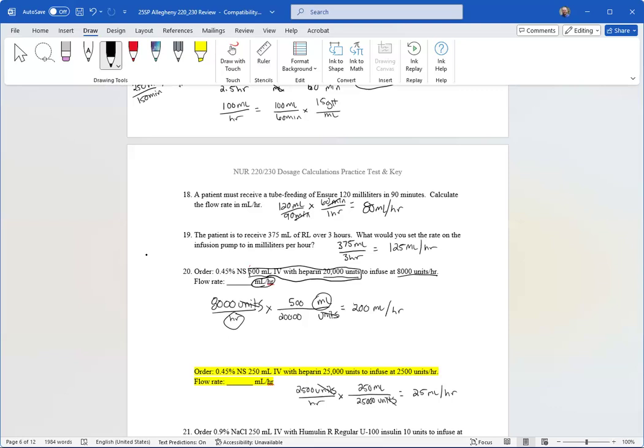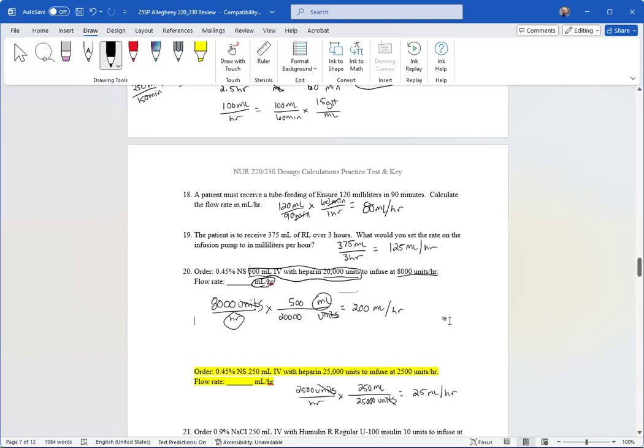I worked through these last time, right? So the trick with these, or it's not a trick, but what I chose to do, is I start with the flow rate that they give me, which is the 8,000 units per hour. And then I just convert the units per hour to milliliters per hour by using what I have available. And the available is the IV 500 milliliters. So I put the 500 milliliters on top, 20,000 units of the heparin on the bottom. The units cancel out. I'm left with milliliters per hour. And then I just get my answer here for this one, which is 200 milliliters per hour.